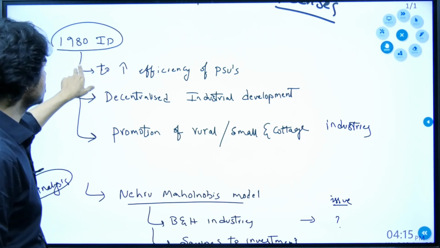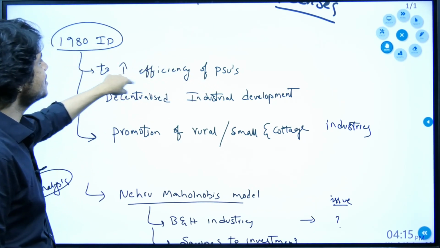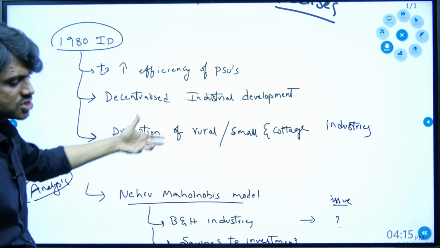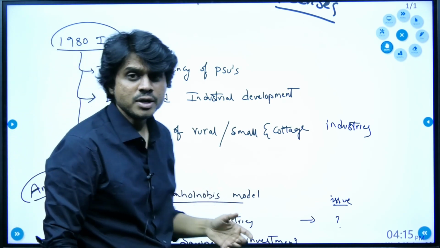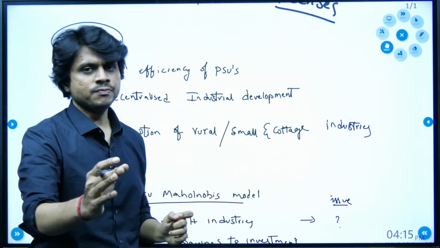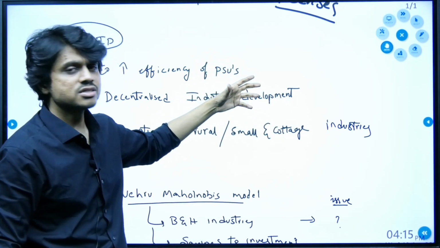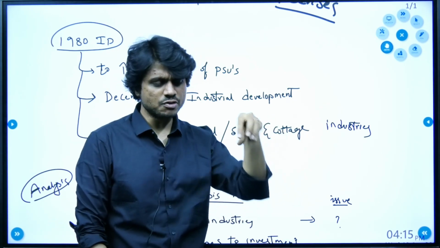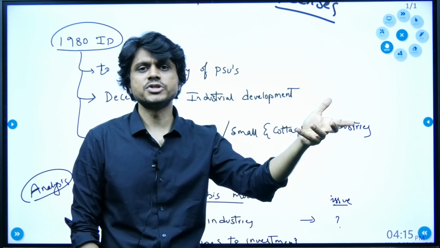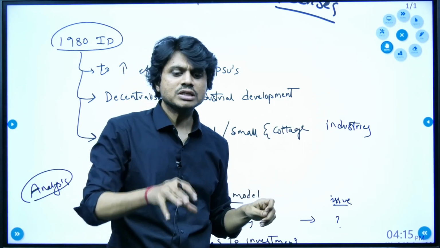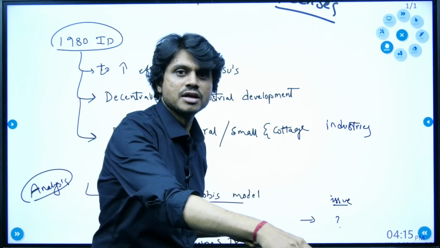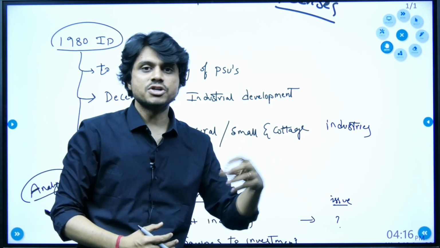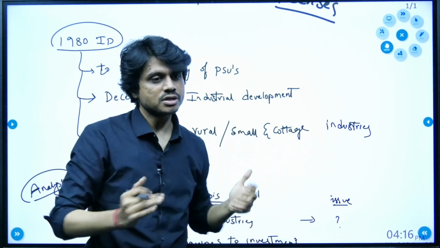So the 1980 industrial policy talked about increasing the efficiency of the public sector units, and they also talked about decentralized industrial development. Why? What is this decentralized industrial development? Understand very carefully. Before this, the industrial sector was primarily focused on a few areas. Let's say there would be some major center at Delhi, giving a hypothetical example. It would also set up its subsidiary units or branches in Telangana, Andhra Pradesh, Karnataka and other regions also, so as to bring balanced regional development. Subsidiary units are not just surrounding Delhi.